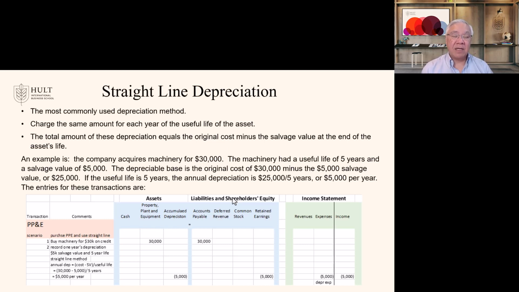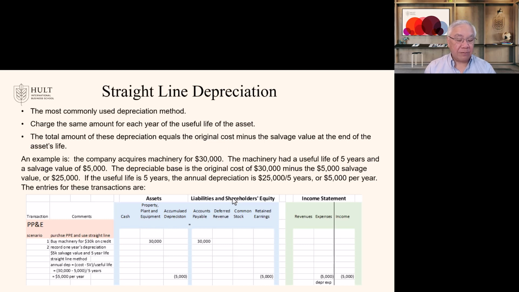So here's an example. Company acquires machinery for $30,000. It has a useful life of 5 years and a salvage value of $5,000. The depreciable base is $30,000, the original cost, minus $5,000 in salvage value equals $25,000 depreciable base. Then the useful life of 5 years. So annual depreciation is the depreciable base of $25,000 divided by the useful life of 5 equals $5,000 per year. Now, if we happen to buy this at a different point in the year, not the first day of the year, then we'll have to get it down to monthly depreciation. But that's beyond what we're doing right now.